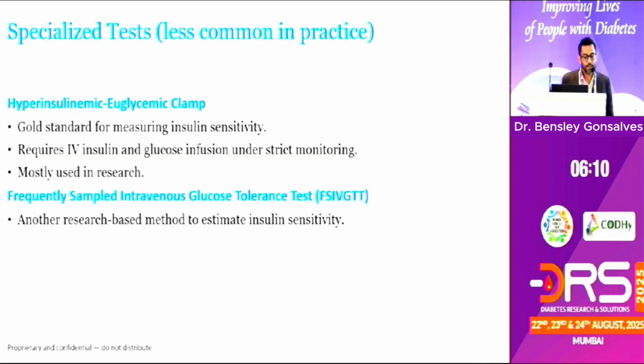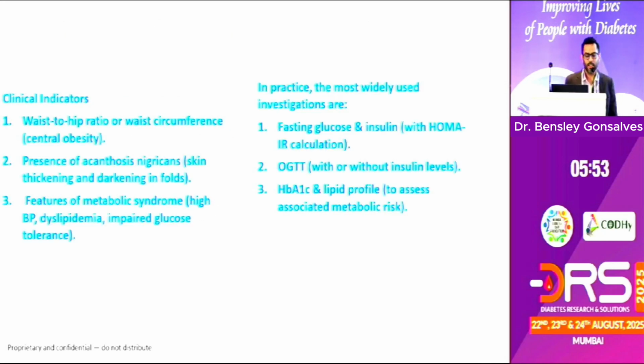Now the gold standard here is the hyperinsulinemic euglycemic clamp, which is more of a research kind of test, not done in the clinical setting, along with the frequently sampled intravenous glucose tolerance test. The clinical indications are always the guiding path to identify whether a person walking into a clinic has insulin resistance.